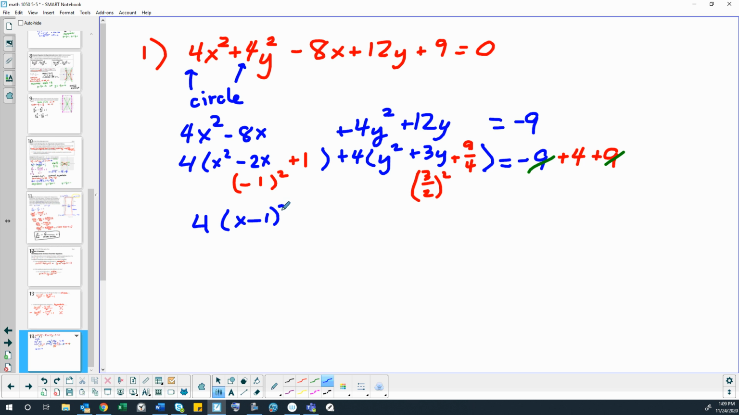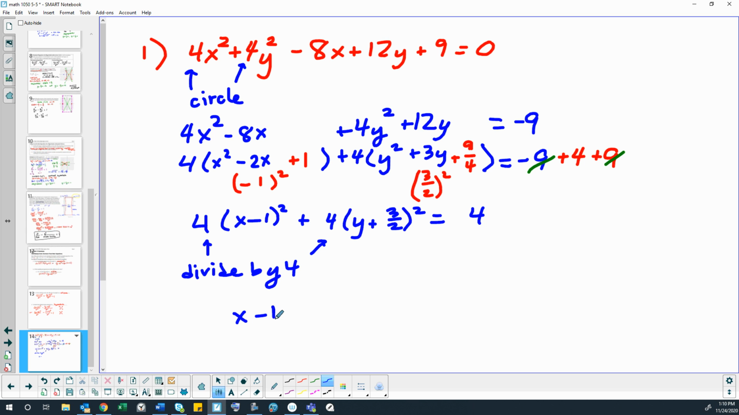So we get x minus 1 squared, because the number we get when we half it is the number that goes in our binomial. And then we have y plus 3 halves squared equals 4. And you might notice that we have these extra 4's in here. We do not want any coefficients here and here. A and B must change, so they are 1. So we need to divide everything by 4.